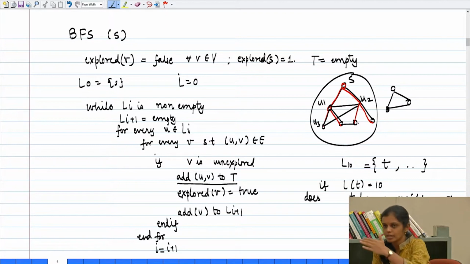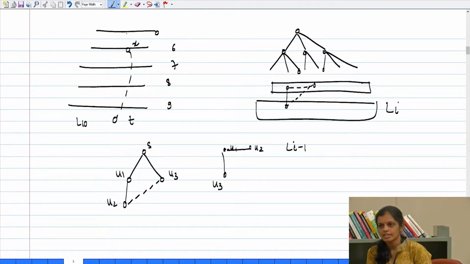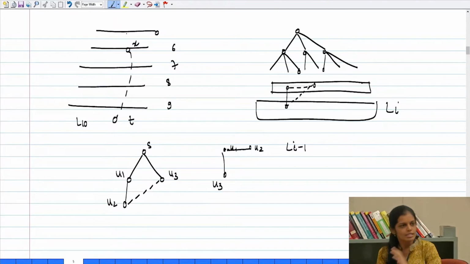Edges between two consecutive layers can be present as tree edges or non-tree edges. The edges between the vertices of the same layer are always non-tree edges. This is what we have identified. In addition, what we have identified already is that there cannot be edges which cross across layers. That is, you cannot have an edge from Li to Li minus 2, Li minus 3, and so on, right? So these are the observations that we have made. Now, is this all, or are there some other edges that we need to consider?